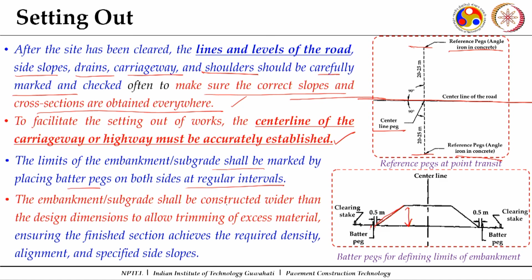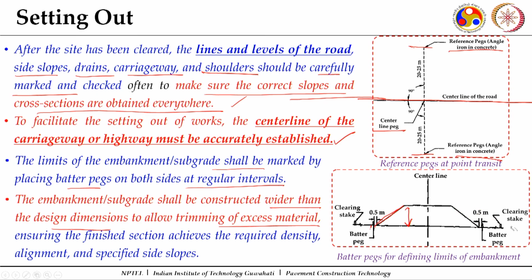The embankment subgrade shall be constructed wider than the design dimensions, and this is always good enough, because on edges it is difficult to compact, and then the natural slopes which are formed may not be having a good density. So if I need to do this, I can construct it to a wider section, and then I can remove this part. So I will have these slopes properly compacted. So this is much advisable.